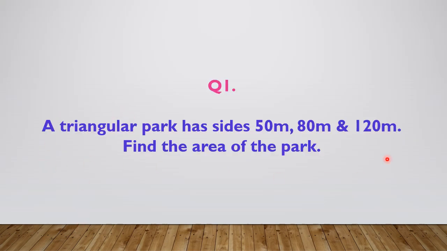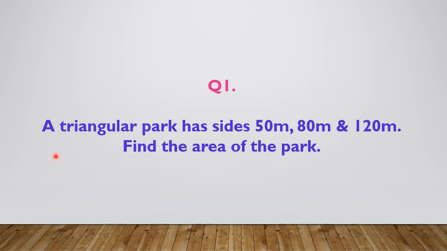Whenever a question is given to you, make sure you read the question properly and understand what is given and what is being asked. This saves half your time and trouble in solving the problem. Now, the first question states that a triangular park has sides 50 meter, 80 meter and 120 meter. Find the area of the park.